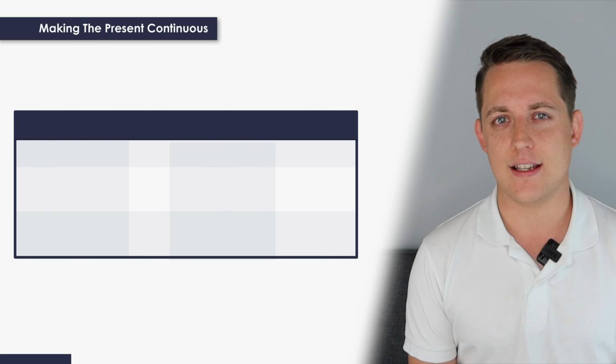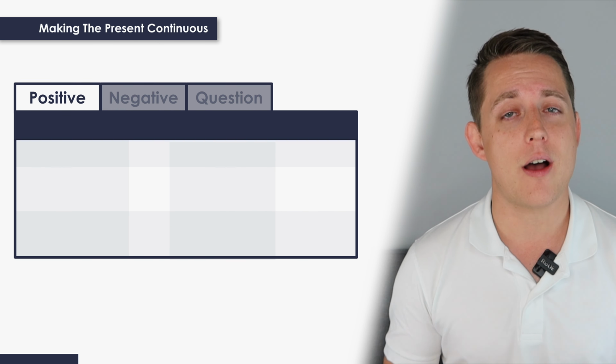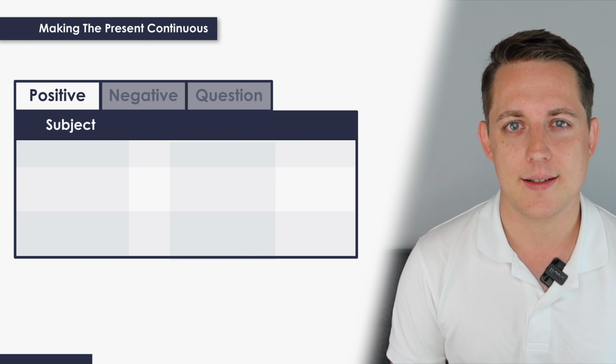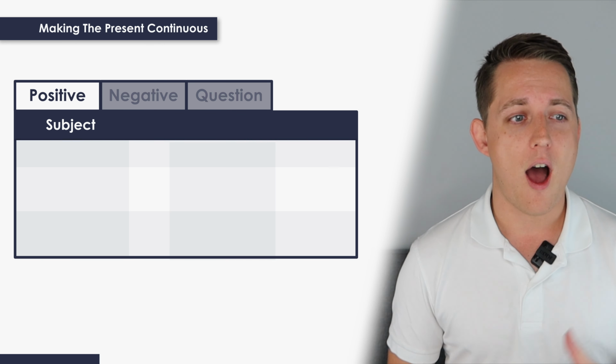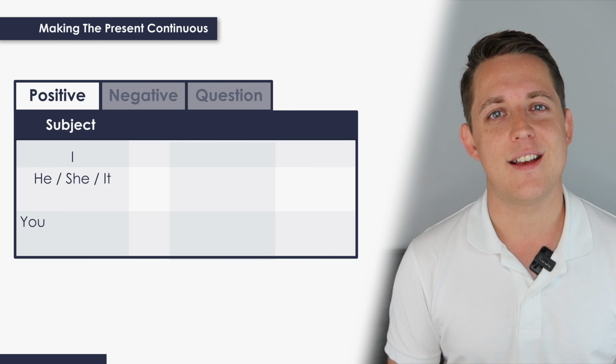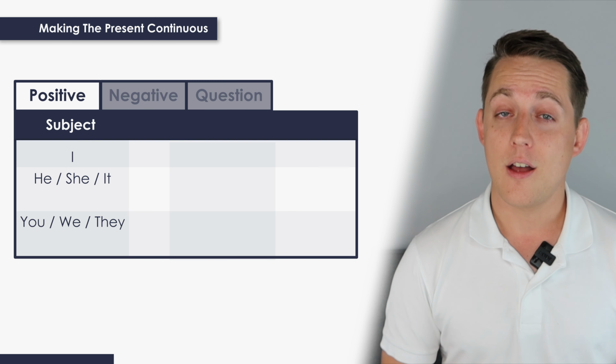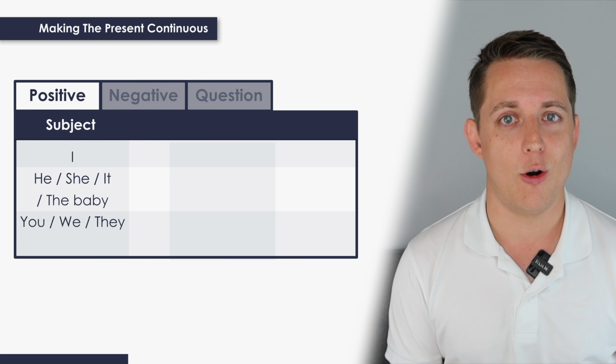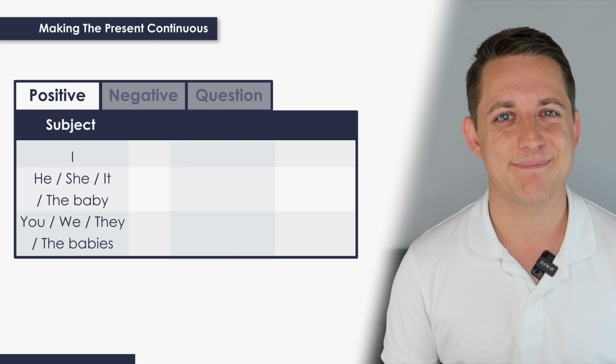So let's make a sentence. We'll start with a positive sentence. Usually, we start with a subject. For example, a pronoun: I, he, she, it, you, we, they. You could also use a noun as a subject, like the baby or the babies, right?